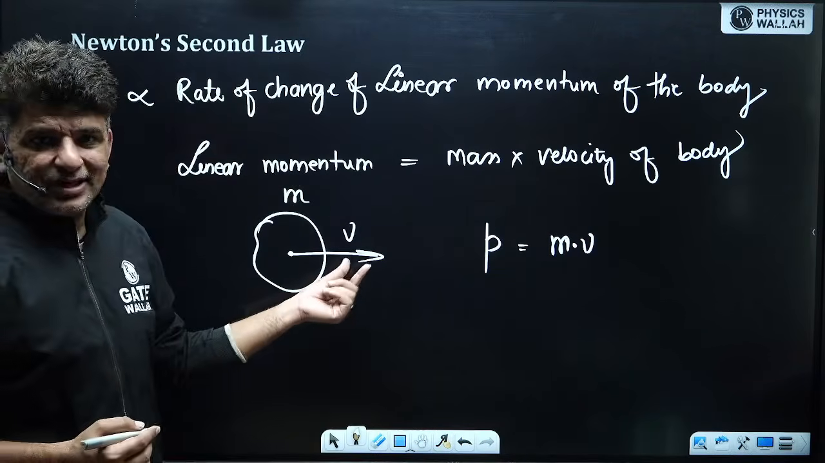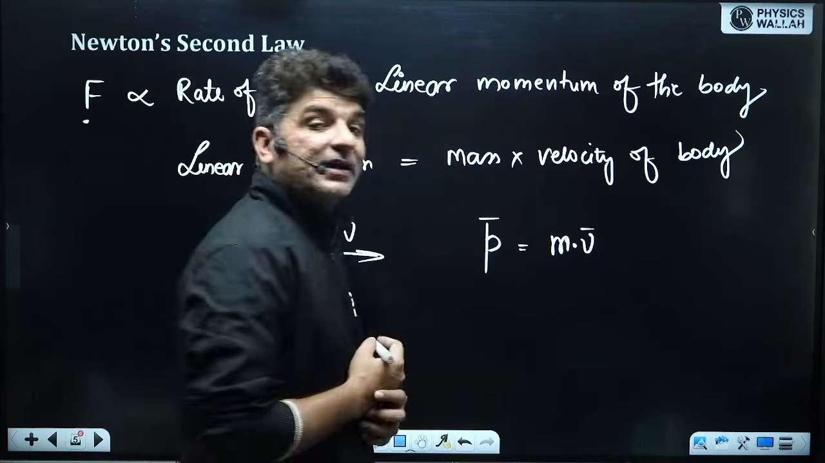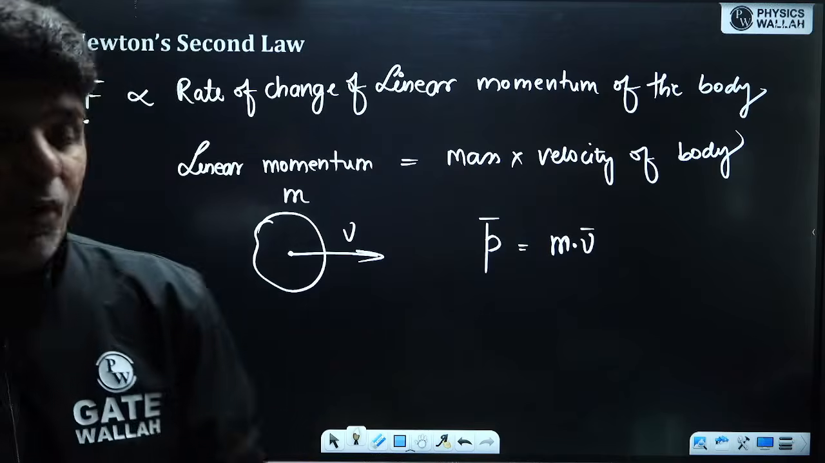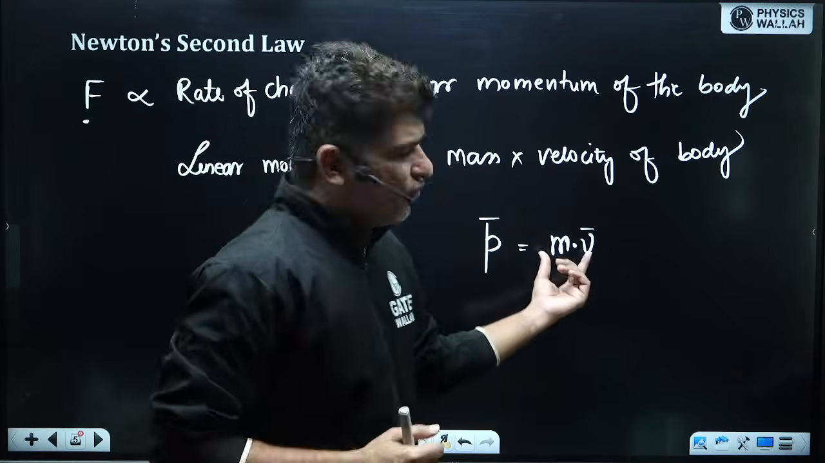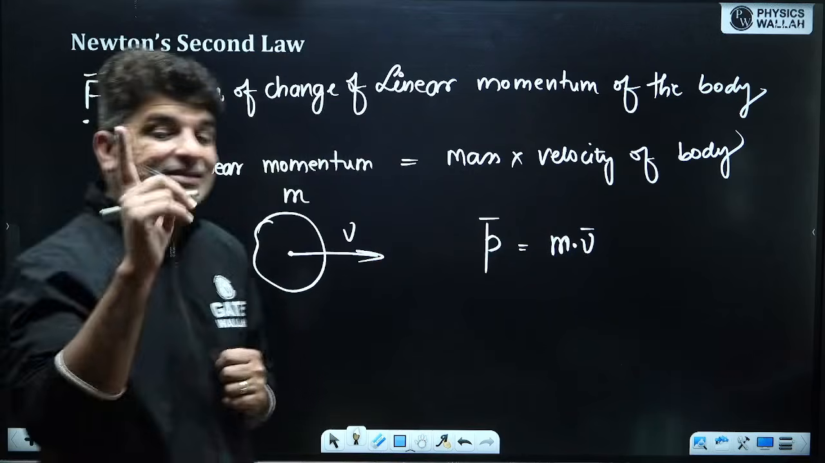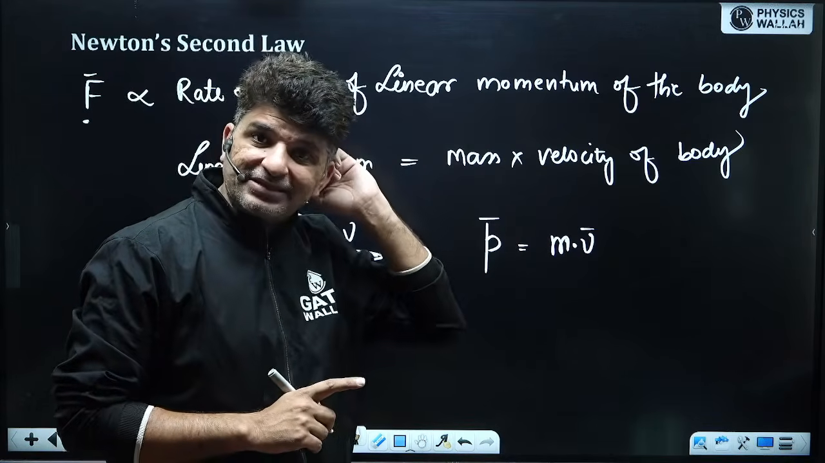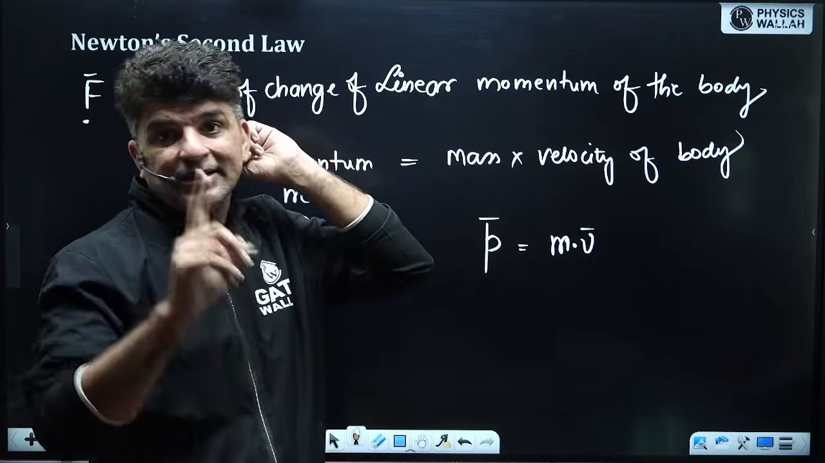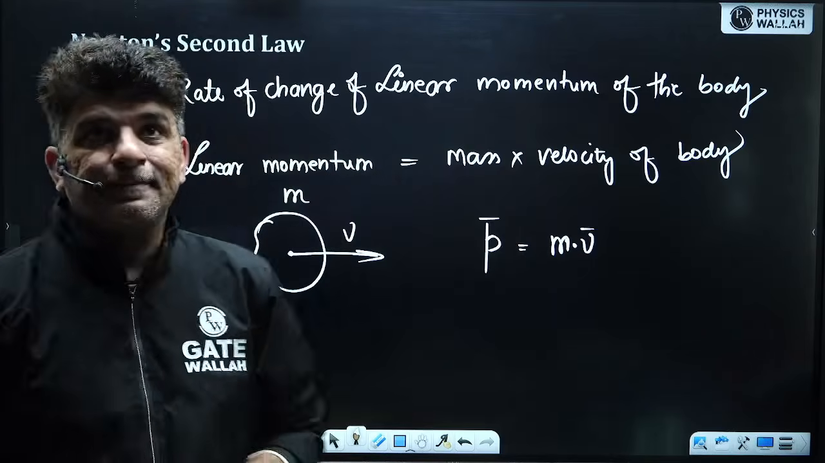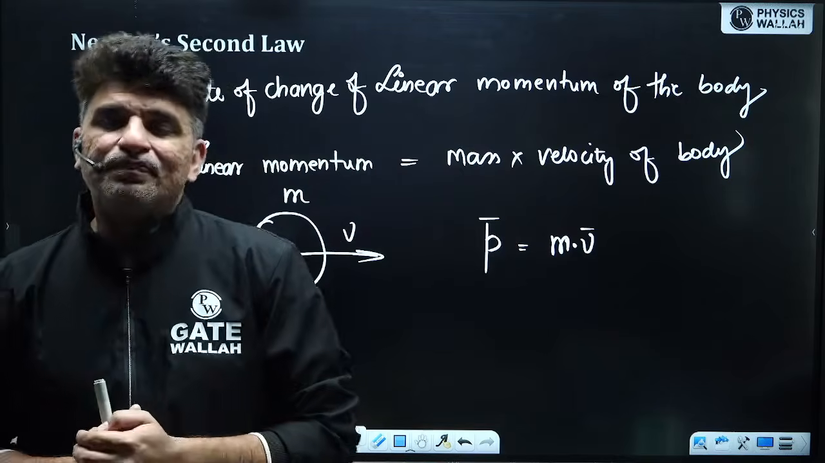Mass times velocity, momentum. Velocity is a vector quantity, so momentum will also be a vector quantity. Both of these are vector quantities. Force is also a vector quantity. It has a magnitude and it has a direction. Even if the magnitude remains the same but the direction changes, the value of force changes. So linear momentum is nothing but m into v.